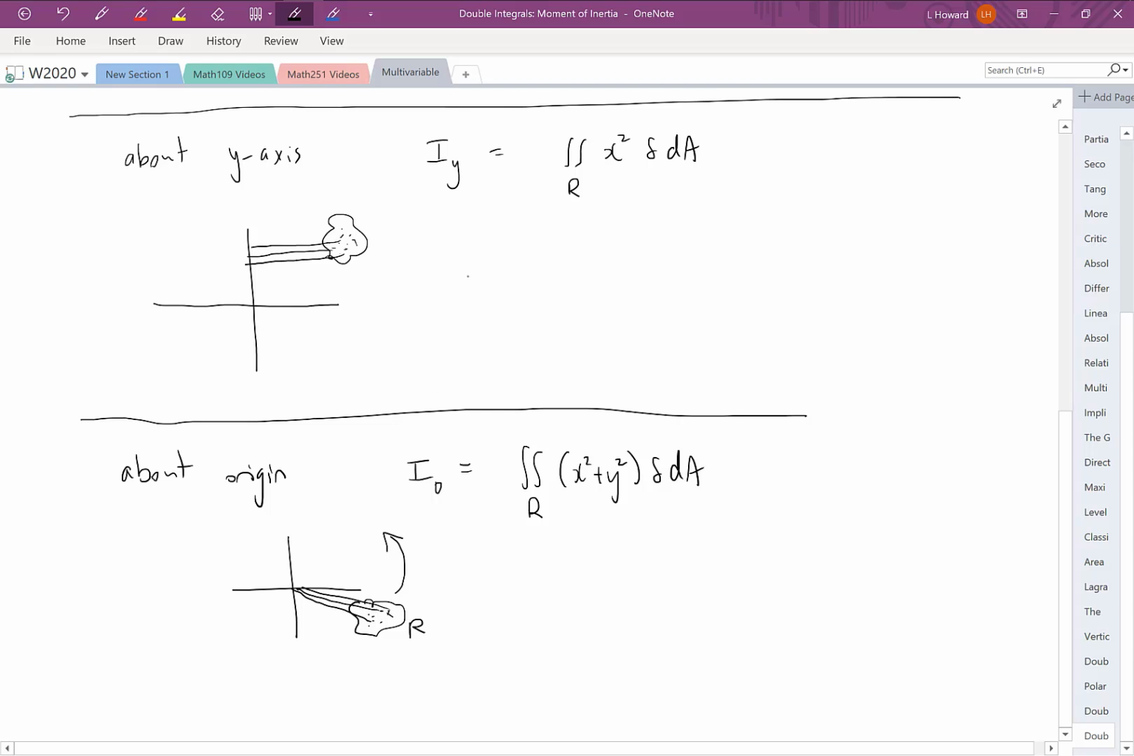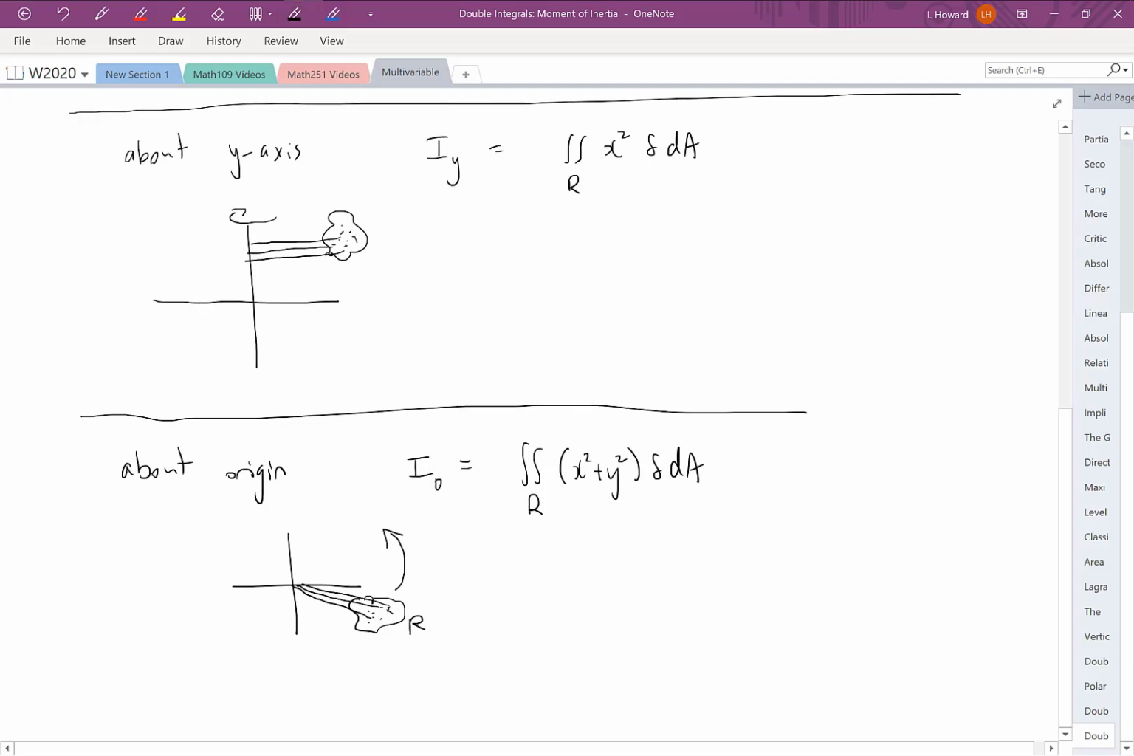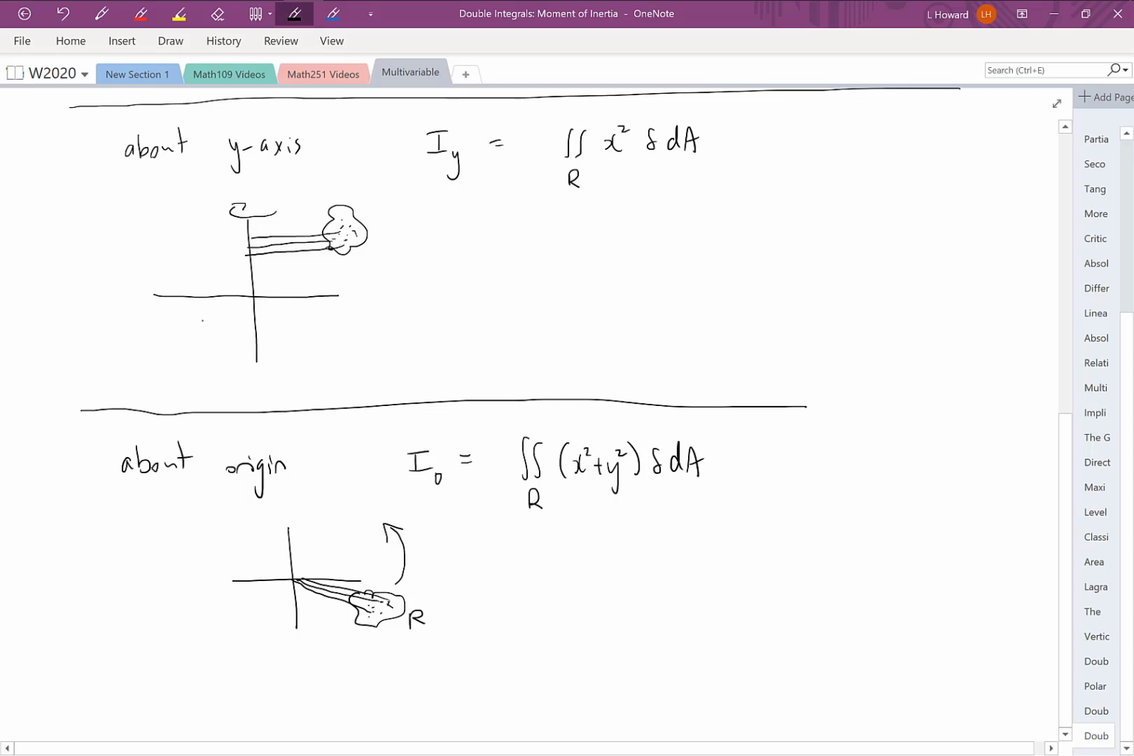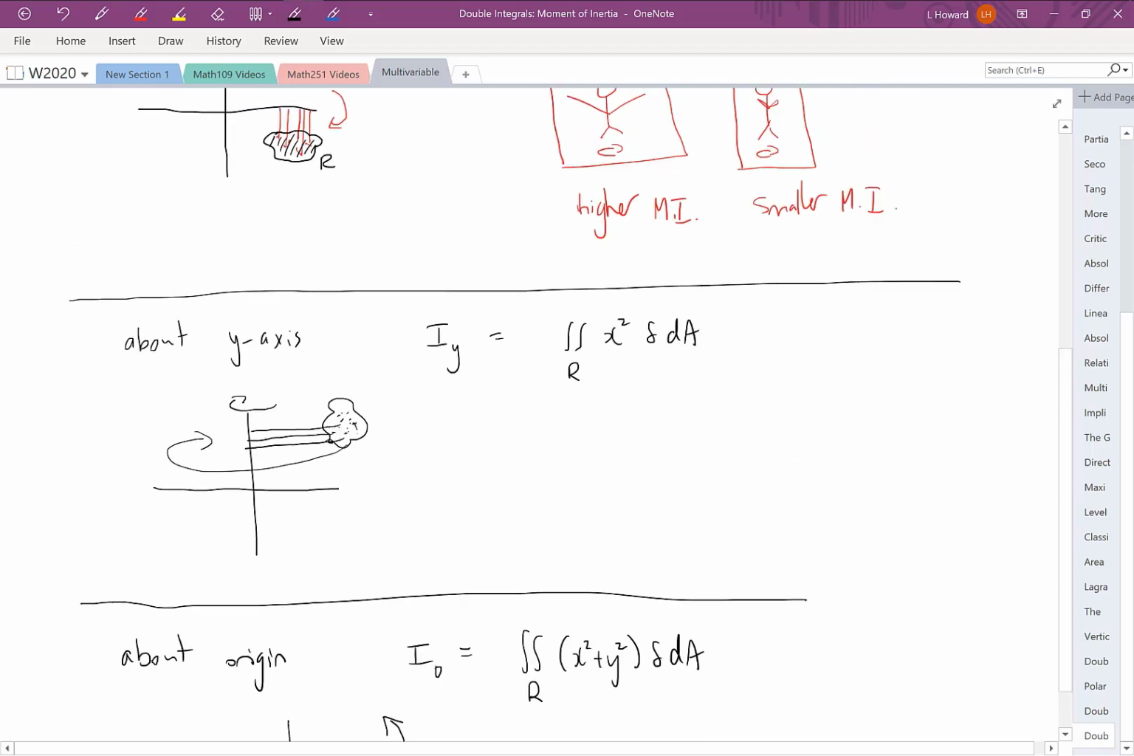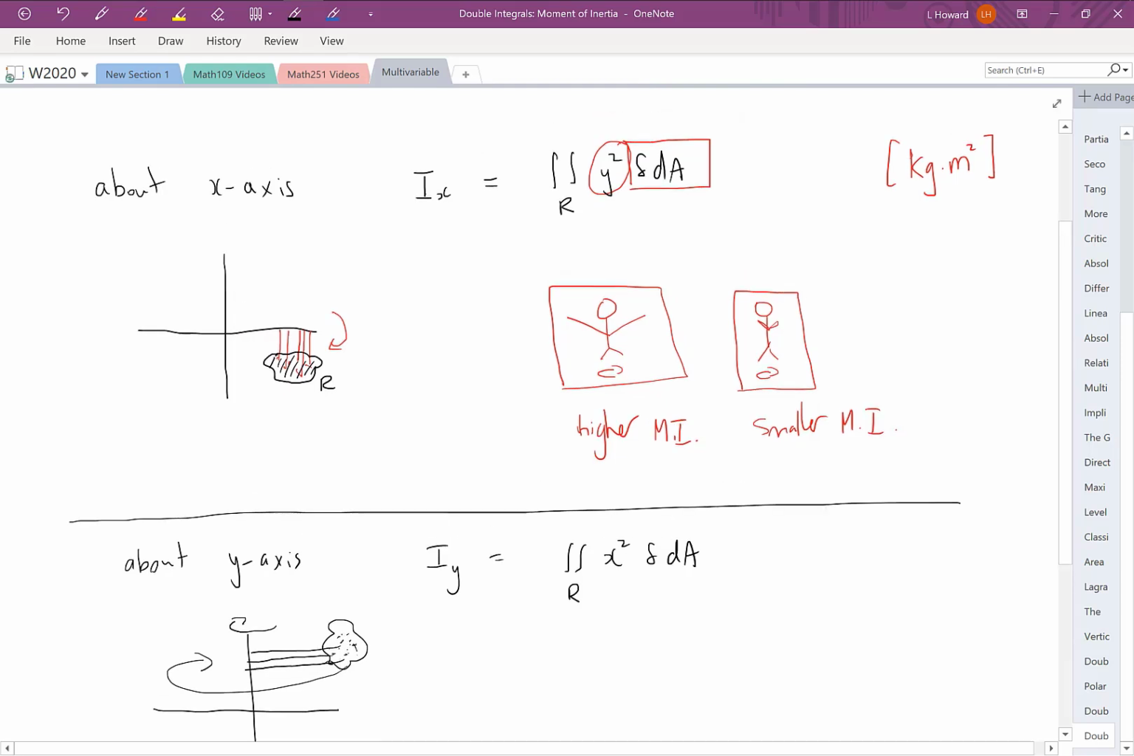Maybe in our previous picture for I sub y, I could have drawn the rotation as well. So for I sub y, this is rotation about the y-axis. That means the y values of our points are going to be constant, but the x values will be changing as this region rotates about the y-axis. And then similarly for I sub x, let's look at our picture here. Rotation about the x-axis means the y values of these points would be changing as the rotation happens, but the x coordinates would remain constant.